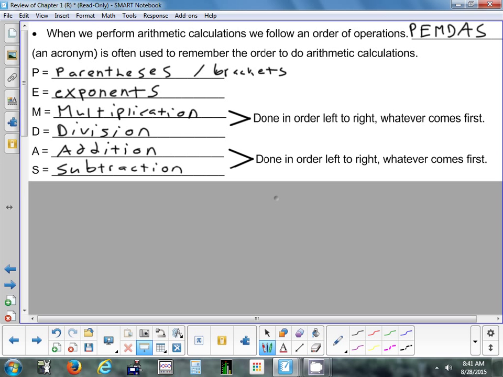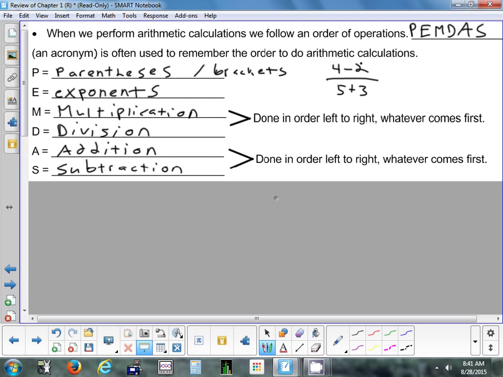Sometimes we even see a fraction bar. You could have a problem like this: 4 minus 2 over 5 plus 3. Whenever I see a fraction bar, I always do the top first, and then I do the bottom. So the fraction bar is like a grouping symbol as well. It tells you to do the top part first, then the bottom part.